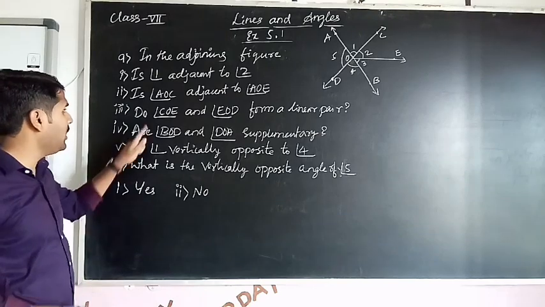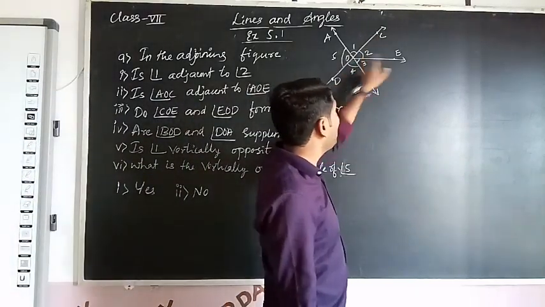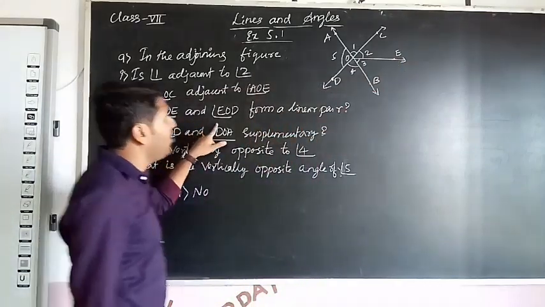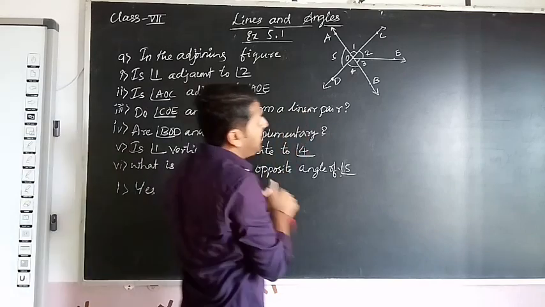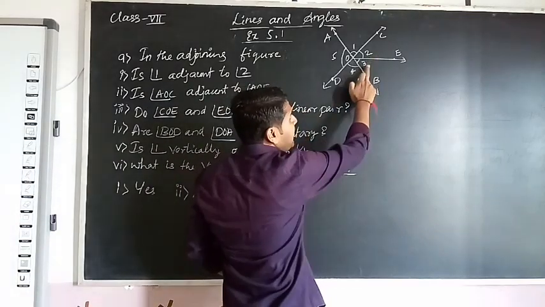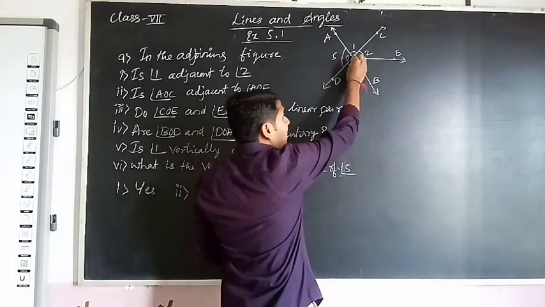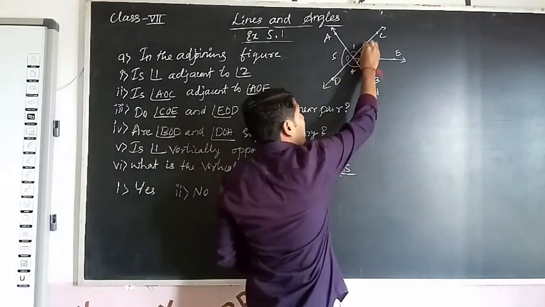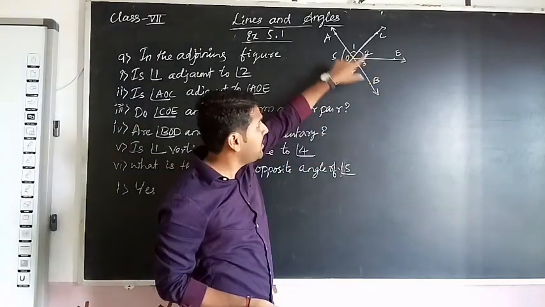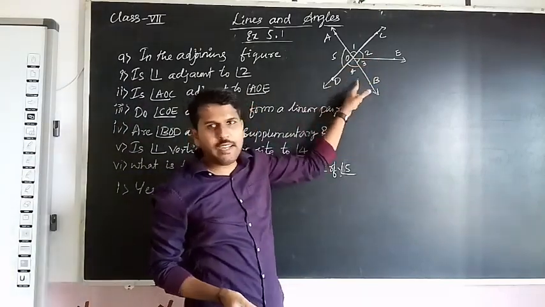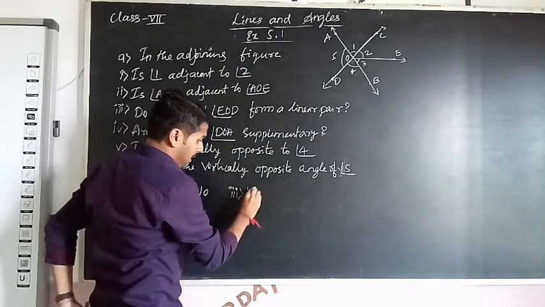So next, the third one: do angle COE and EOD form a linear pair? Angle 2 and 3 plus 4, they form a linear pair. Yes. Why? Because they form a linear pair with a straight line. Angle 2 and 3 plus 4 form a linear pair. Yes. Third one, yes.